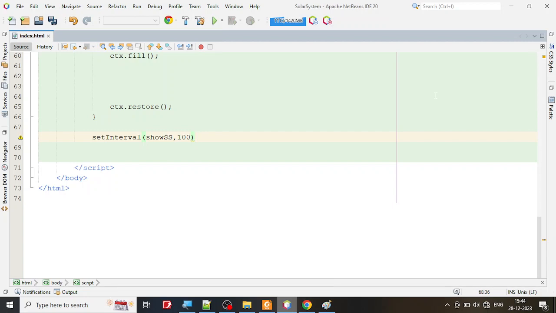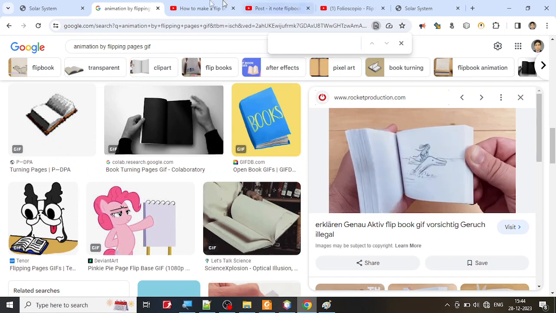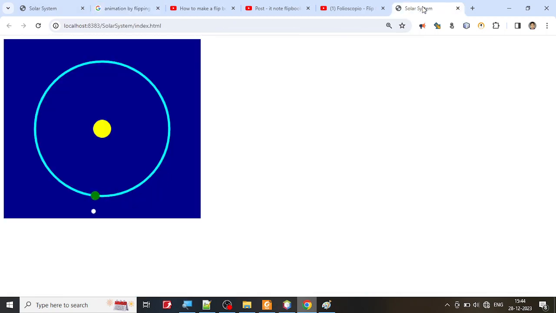Okay, so it's going to be called within 1 millisecond. Let's look at what is the effect. Let me go here. You see there, it is moving. It is moving like anything. The moon is not moving by itself, but the moon is moving along with it, so that is not a problem.